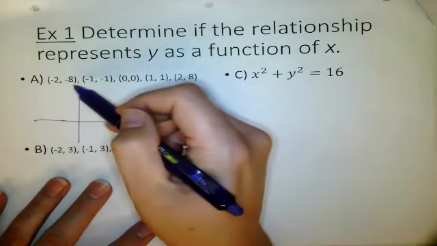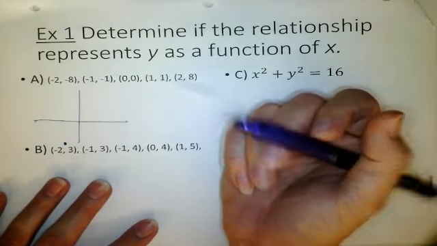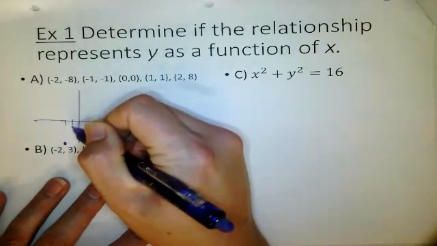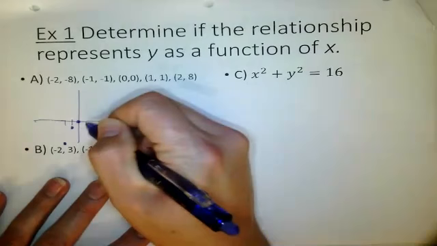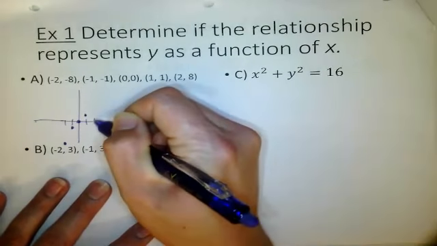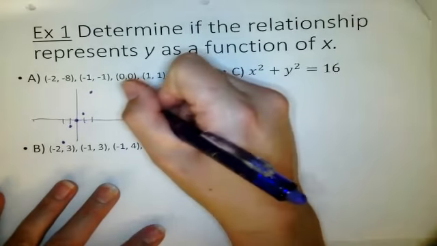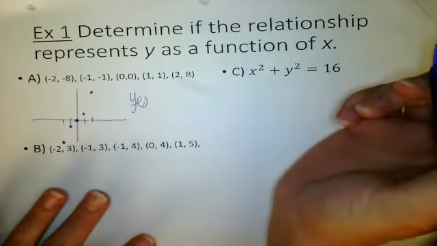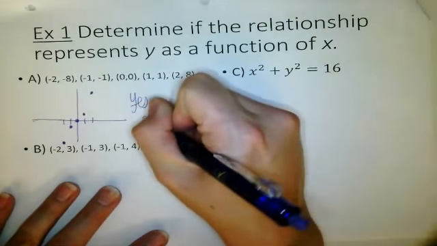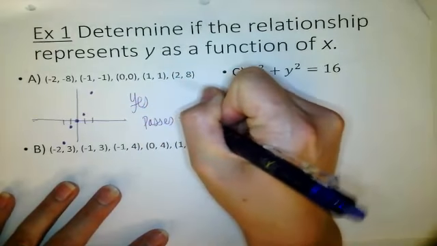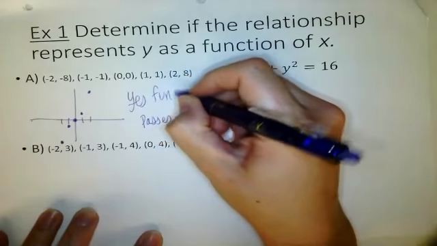If I make a real fast sketch here, (-2, -8) is down here. (-1, -1) is there. (0, 0) is at the origin. (1, 1) is there, and (2, 8) is way up here. Is it a function? Yes. And why is it a function? Each input only has one output. It also passes the vertical line test. So yes, it's a function.